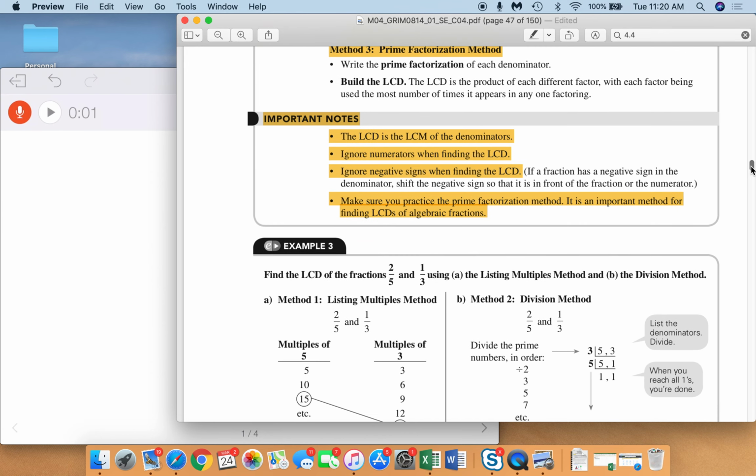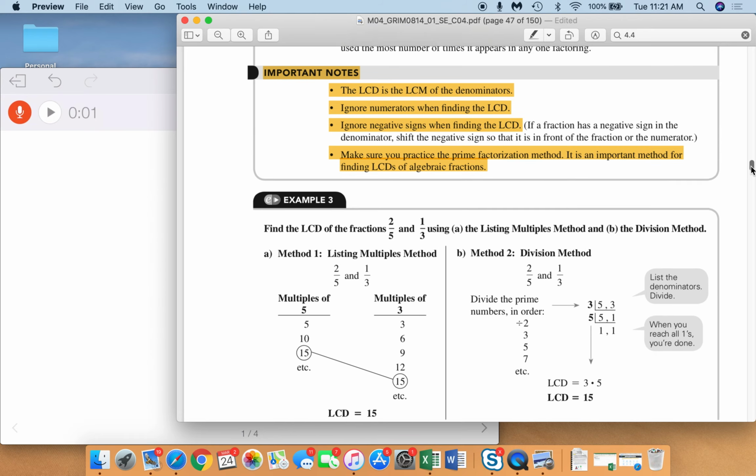All right, important notes. The LCD is the lowest common multiple of the denominators. Ignore numerators when finding the lowest common denominator. Ignore negative signs when finding the lowest common denominator. Make sure you practice the prime factorization method. It is an important method for finding the lowest common denominators of algebraic functions.